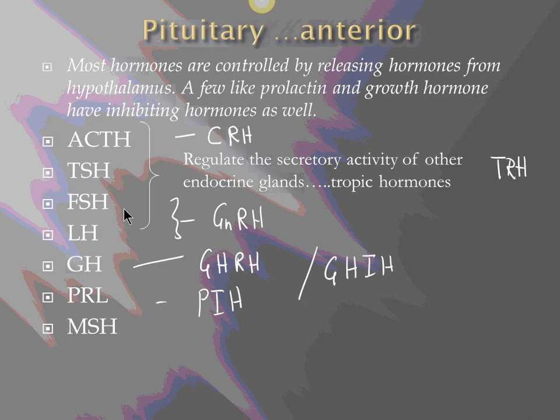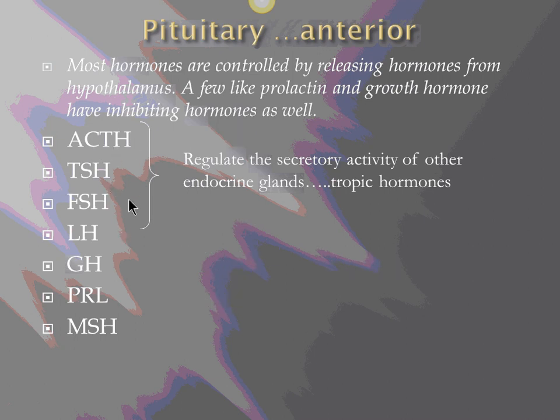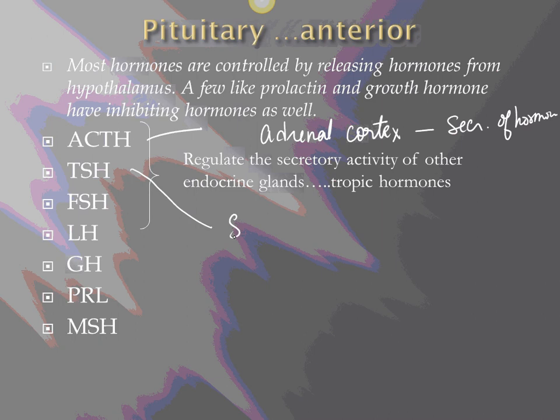And let's see what all of these do. They go and regulate the activity of other endocrine glands. Remember that humoral way of secretion, the hormonal way of secretion where you had the cycle? So this is called adrenocorticotropic hormone. That means it goes to the adrenal cortex and causes secretion of hormones from the adrenal cortex. TSH is called thyroid stimulating hormone, so it will stimulate the thyroid gland.